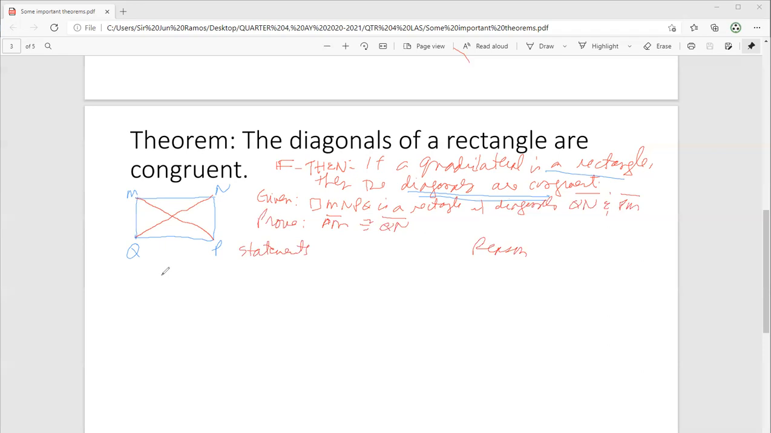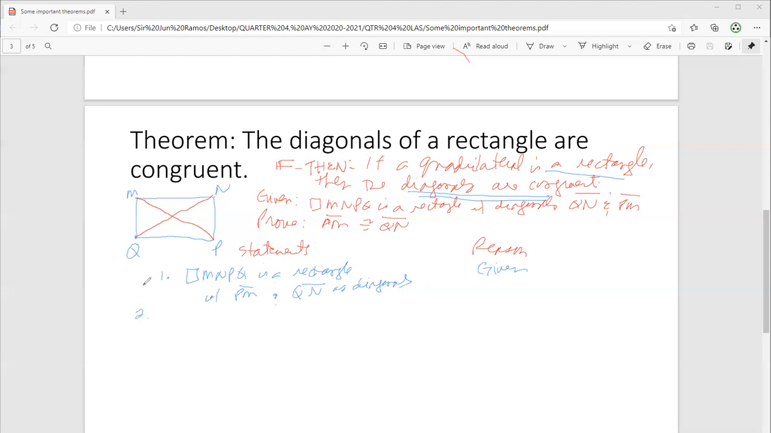So, what would be the first statement here? That quadrilateral MNPQ is a rectangle, okay, with PM and QN as diagonals. This will be given.